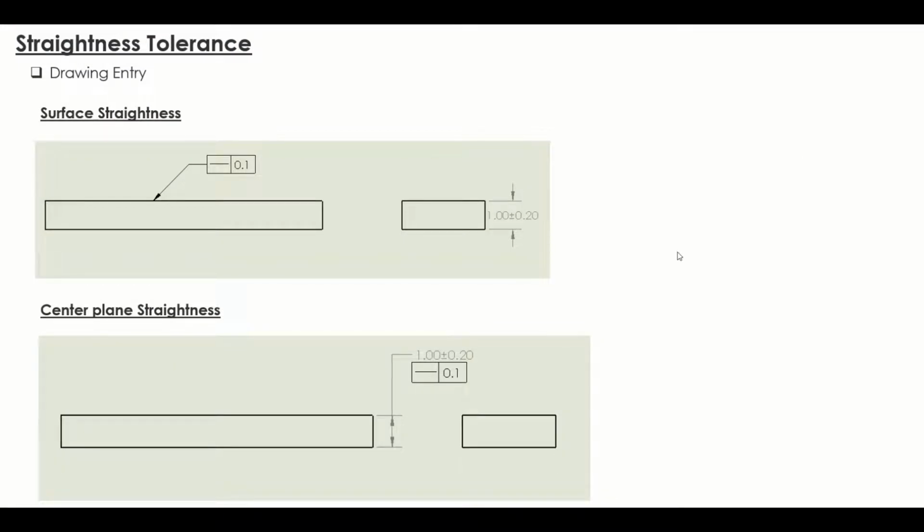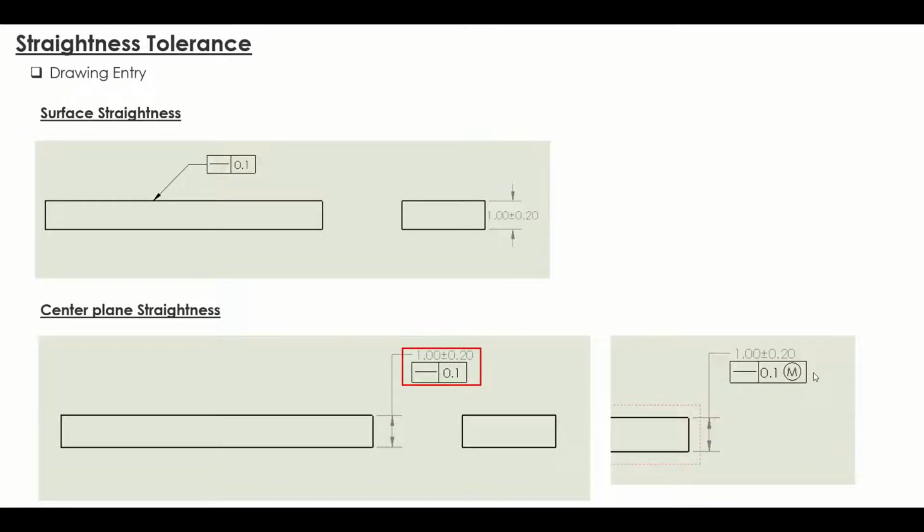The modifier can also be added to the control frame. So as you can see, the MMC is added here. So with MMC, bonus tolerance can be acquired when the part width is less than 1.2.